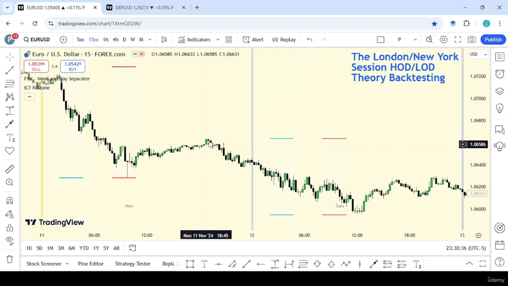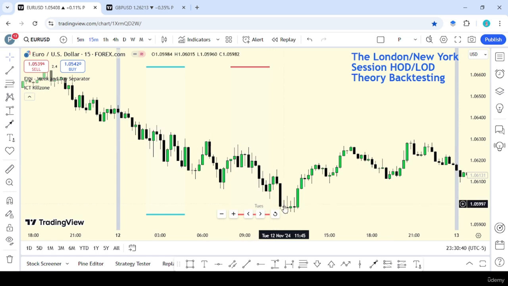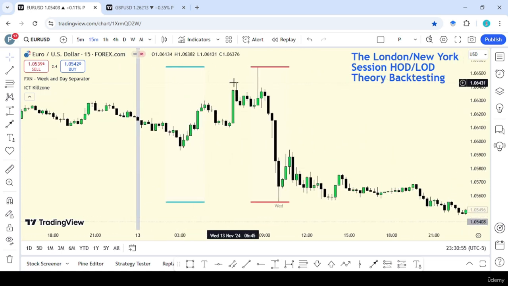And then on Tuesday we had actually the low created at 12 noon again. That is just an hour after New York session. So London did not create the high. We had the high at midnight open. And then during this next day, the high of the day was created at 8:30 a.m.